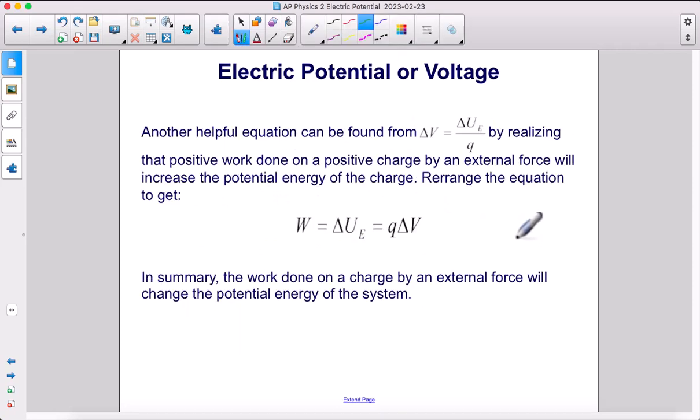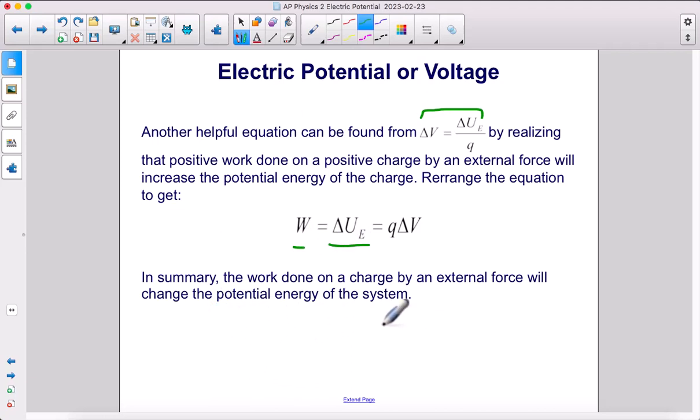Another helpful equation can be found from this equation here. The voltage difference equals the change in potential energy per charge, by realizing that positive work done on a positive charge by an external force will increase the potential energy of the charge. Rearrange this equation so that we get change in potential energy equals qV, and we see that that change in potential energy is equal to the work done. In summary, the work done on a charge by an external force will change the potential energy of the system.